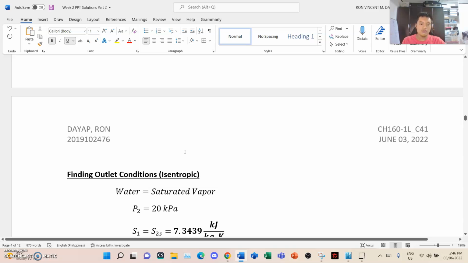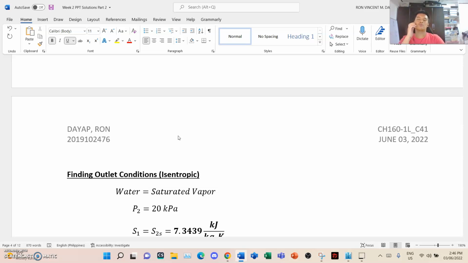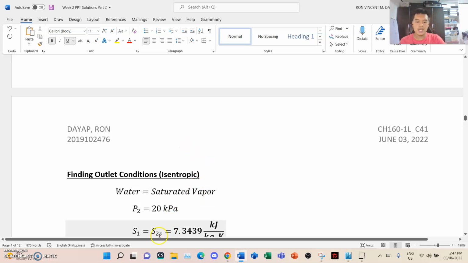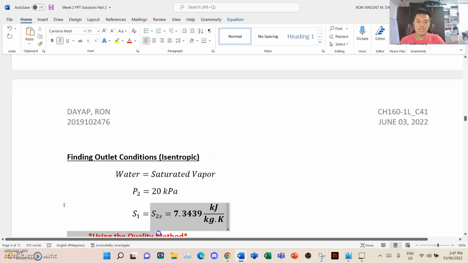Then we need to find the isentropic conditions because we need to find the efficiency, and in order to find the efficiency, we need to find the maximum power produced or the maximum shaft work produced, which means that we need to identify it at isentropic conditions. So what does isentropic conditions mean?